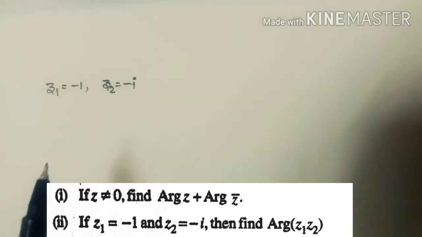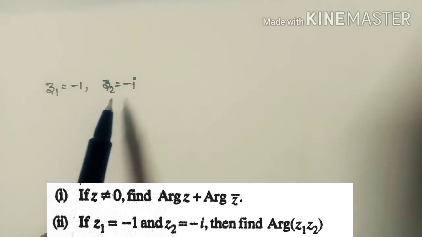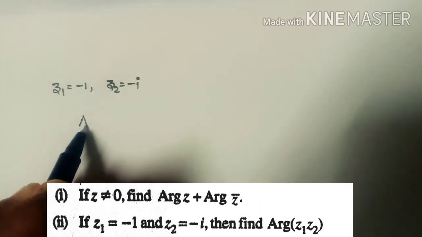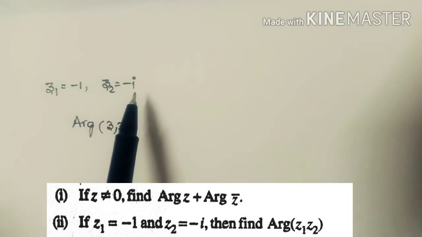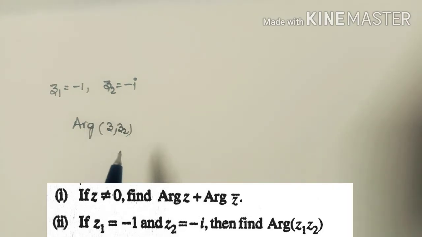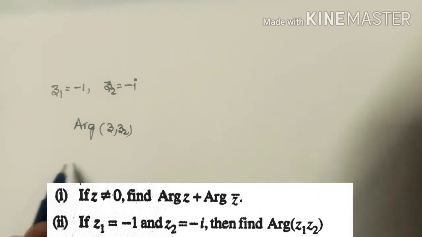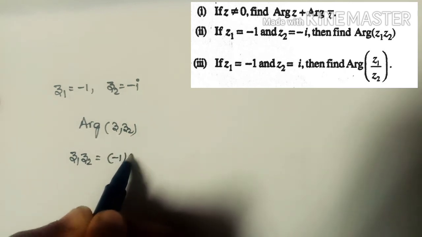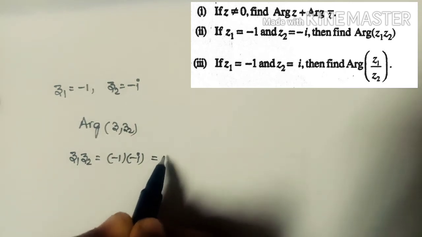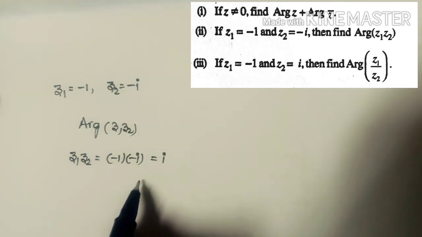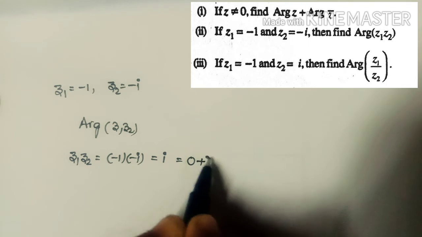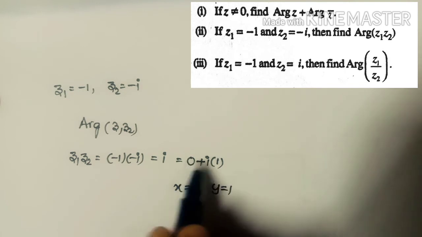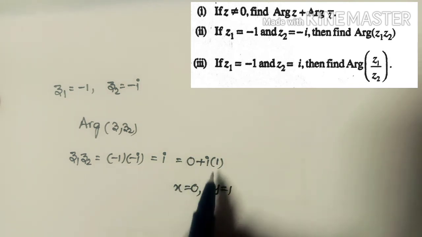That's all. Next problem, if z1 is equals to minus 1 and z2 is equal to minus i, then find the value of arg z1 into z2. Here given that z1 is equals to minus 1 and z2 is equals to minus i, we want the value of arg z1 z2. First I take the value z1 into z2. Then the value of z1 into z2 is equals to minus 1 into minus i, that is i. Now this is equals to 0 plus i into 1. So here the values of x comma y: x is equals to 0 and y is equals to 1. x means real part and y means imaginary part.